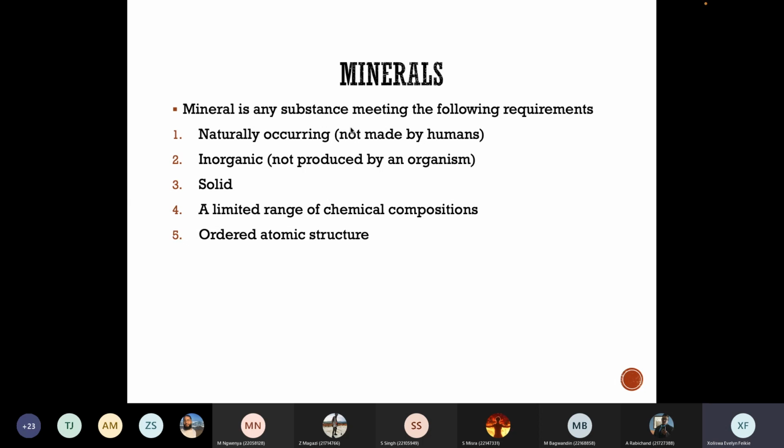I'll make an example now. Then I ask you, is salt a mineral? Whether you say yes or no, it has to be based on these 5 things. You need to look, is it naturally occurring? Is it inorganic? Is it solid? All those things you need to look at. So whether or not salt is a mineral, you'll make an informed decision on whether your answer is going to be a yes or a no.